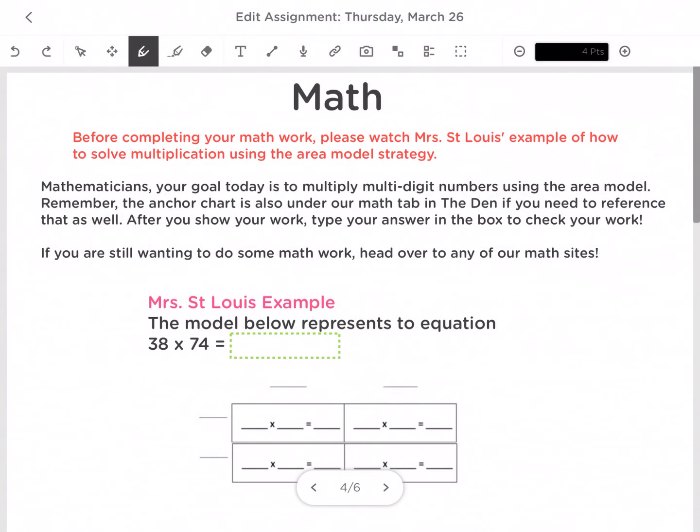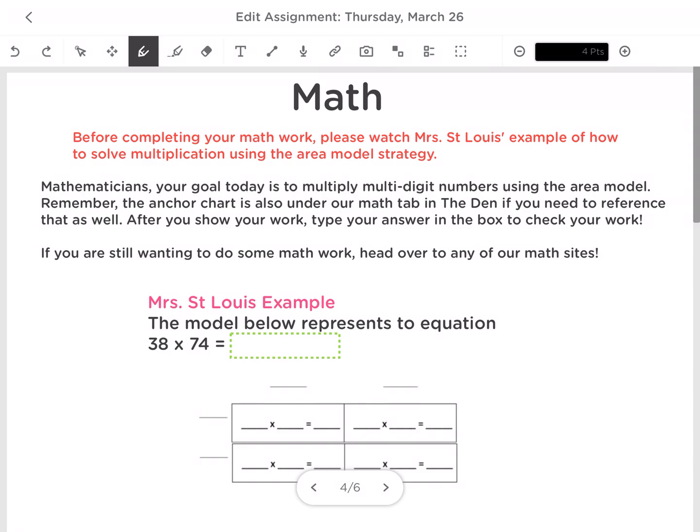Today we are going to be talking about some math that you are going to be doing. Yesterday we talked about multiplication and the lattice strategy. Today we're going to continue with our multiplication because a few people prefer to use a different strategy. So we're going to try this strategy today. Again, it's one that we are familiar with.